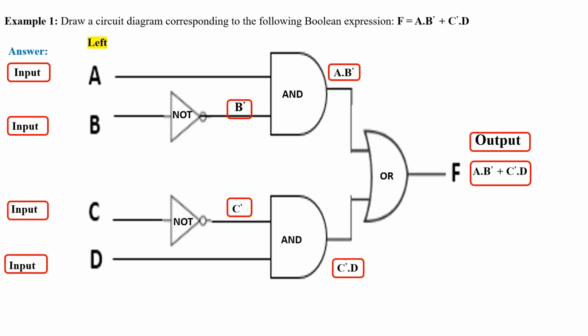Second step is to obtain the expression c complement dot d. Now, look at the input variables c and d on the left side. We draw a NOT gate from input c, so we get c complement. Now, we draw an AND gate for input c complement and d. As the result, we get c complement dot d. Finally, we combine a dot b complement and c complement dot d with an OR operator to obtain the final expression f equals a dot b complement plus c complement dot d.